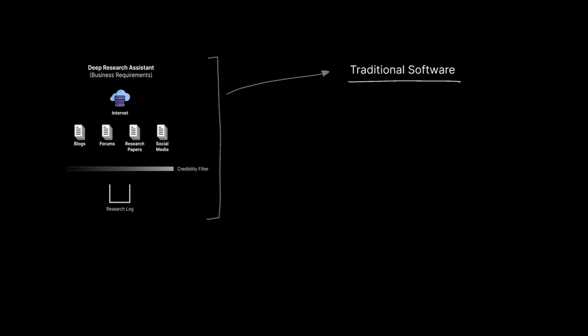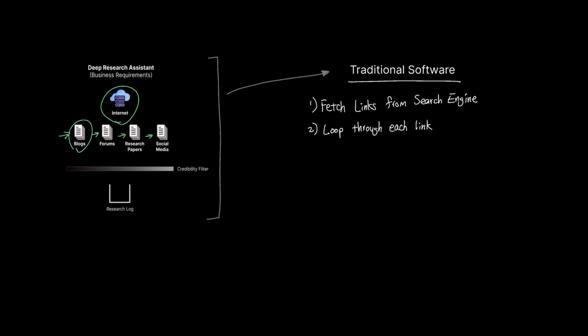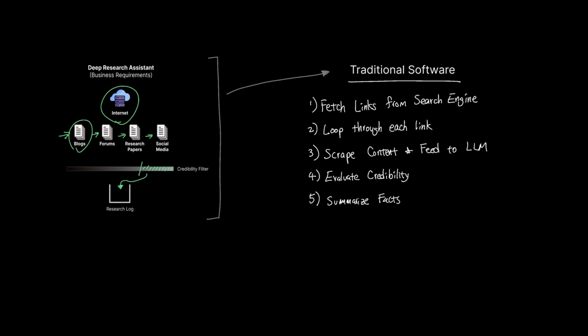In traditional software development, you not only have to write code that first fetches a set of links using a search engine API, second, loop through these links manually, third, scrape the content and feed it to a large language model, four, evaluate the score for each source, five, check the score and only use sources that surpass 75%, and six, analyze and store these facts into a report. You not only have to write all of this code individually, but also orchestrate the sequence of how this code will run in order to maintain it.